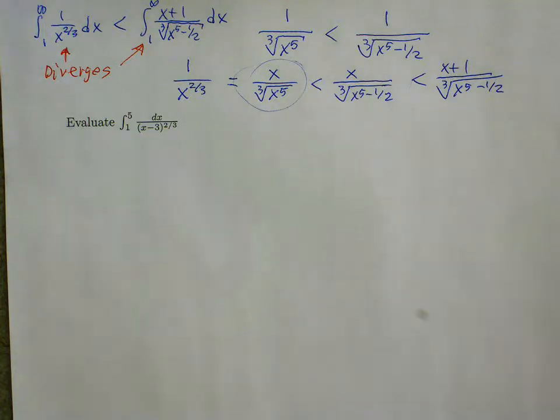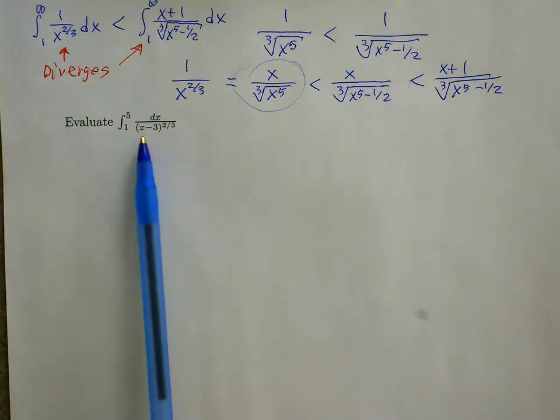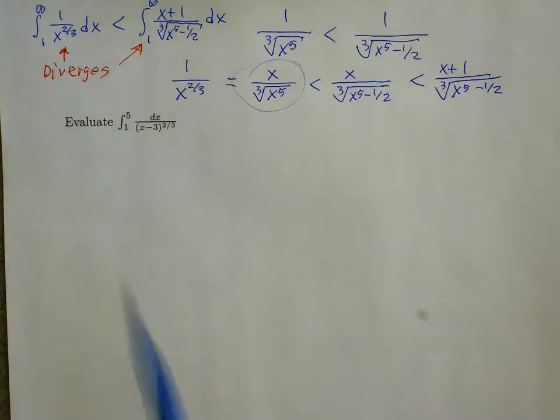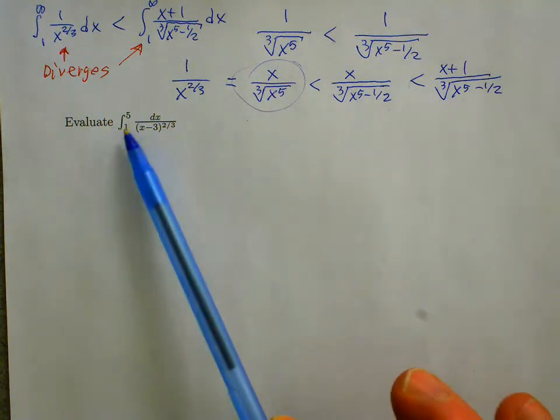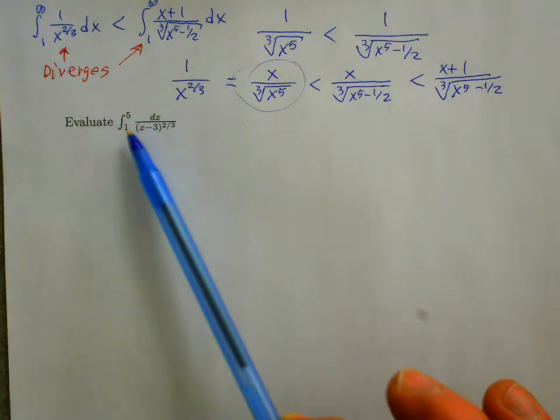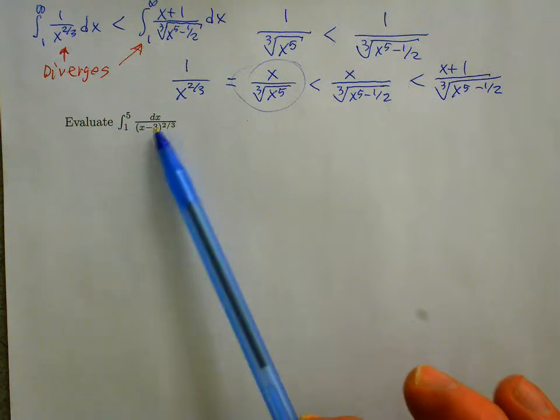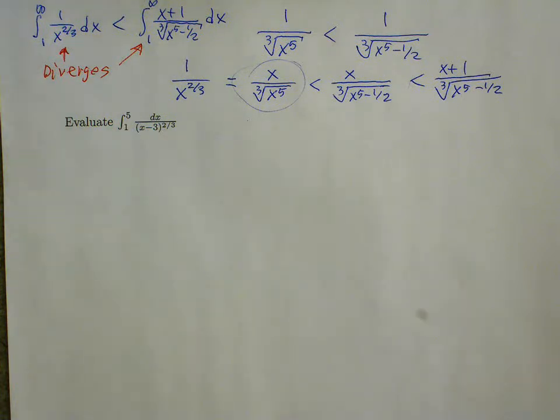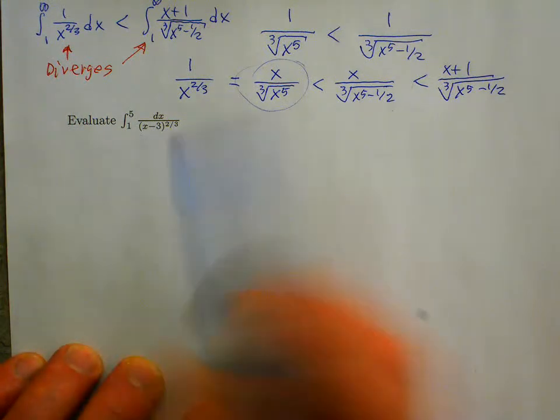Definite integral? It's also an improper integral. Why is it improper? At first glance, you might think, oh, this is just a definite integral. But notice the denominator has x minus 3 to the 2/3. And since division by 0 is undefined, and the interval for the integral is from 1 to 5, we have an undefined term when x is 3. So this is an improper integral.